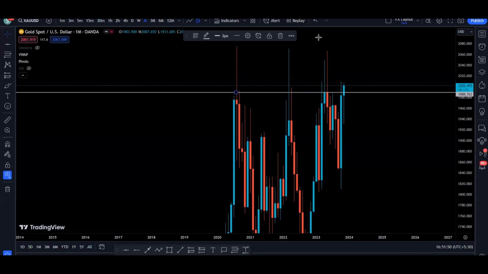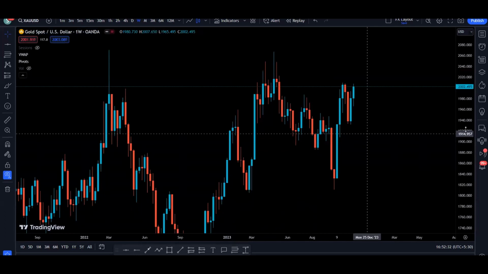Now as we can see, we had this resistance which was already respected before. And so now if the current monthly candle closes above this resistance, then we can see we have wicks in this area, right? So in that situation, there will be a pretty high probability for the price to come up and retest this area. So that is what we are anticipating if we get the current monthly candle close above this resistance, right? Now let's go to our weekly time frame to find out more details.